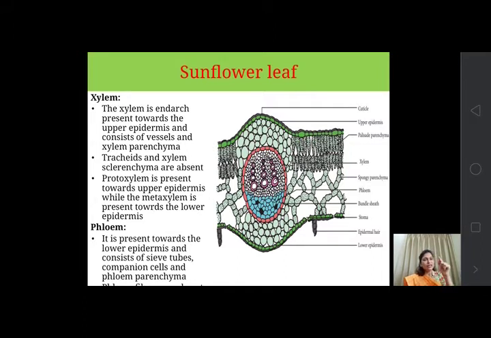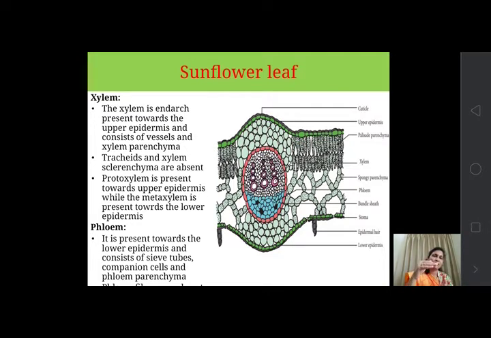And the line, that is the red line, the red colored single layered cells, wholly cover the xylem and phloem. This is the bundle sheath, which is made up of parenchymatous cells. It is the bundle sheath which covers the whole xylem and phloem. Okay, so this is the structure of the leaf.